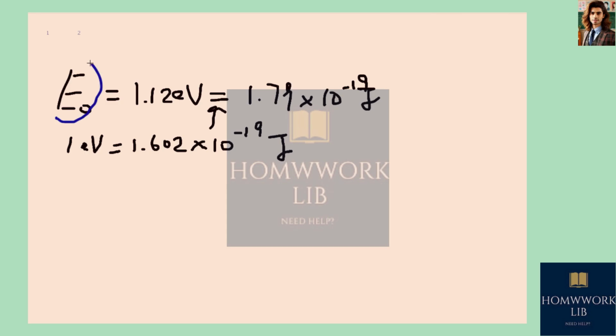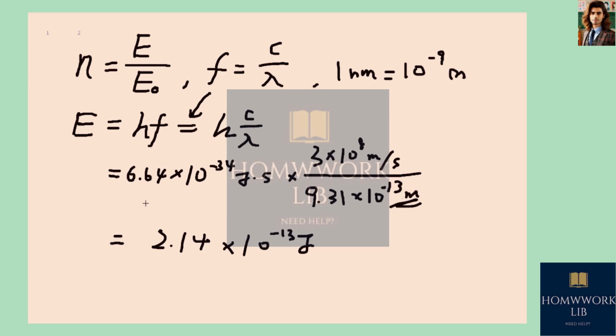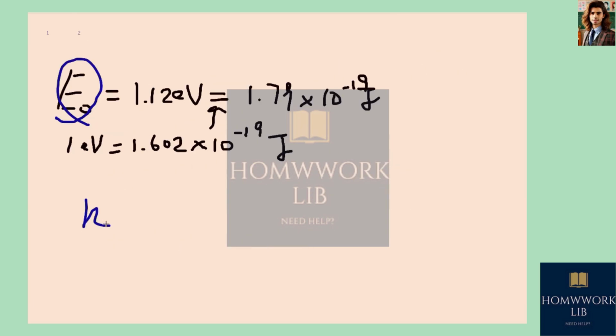Now we can plug in this E0 and this E back to the first expression and get n equals 1.2 times 10 to the 6. This is the number of electrons that we're looking for.